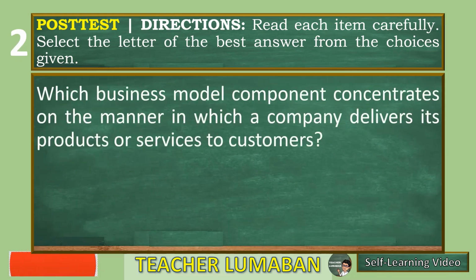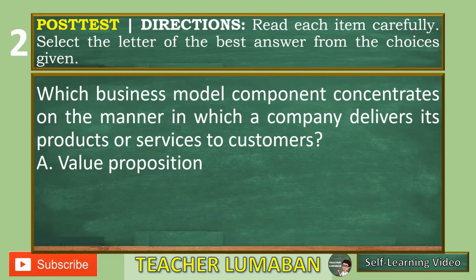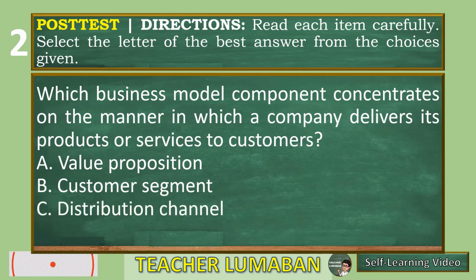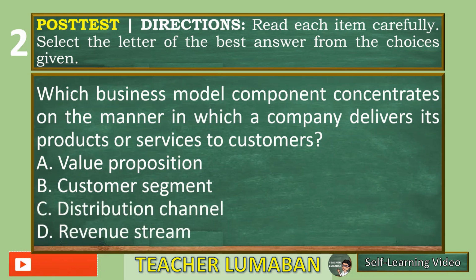Which business model component concentrates on the manner in which a company delivers its products or services to customers? A. Value proposition. B. Customer segment. C. Distribution channel. D. Revenue stream.